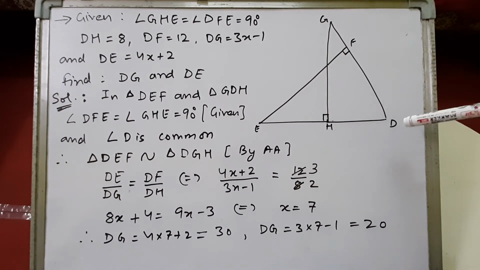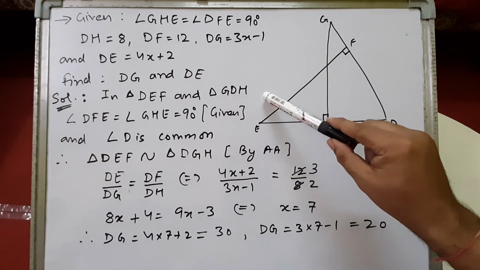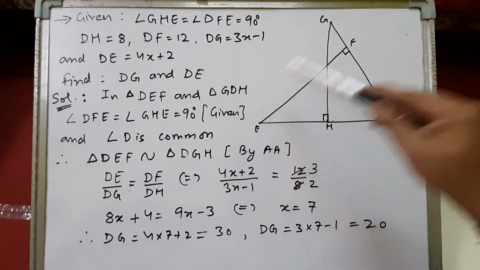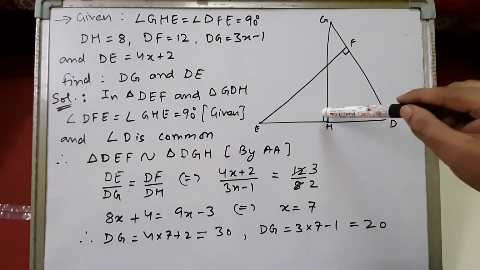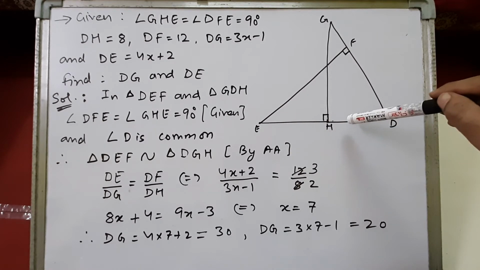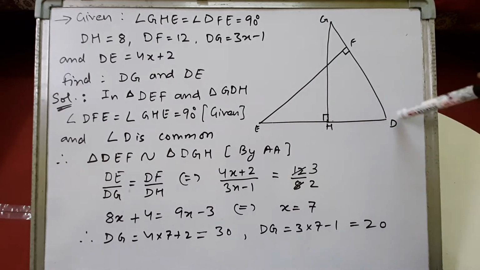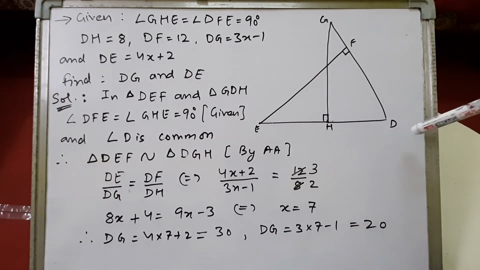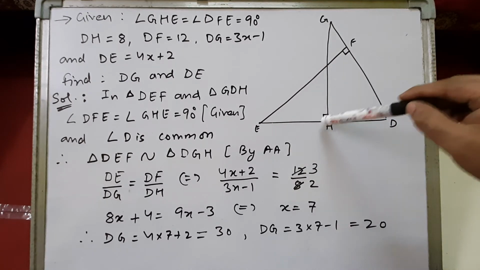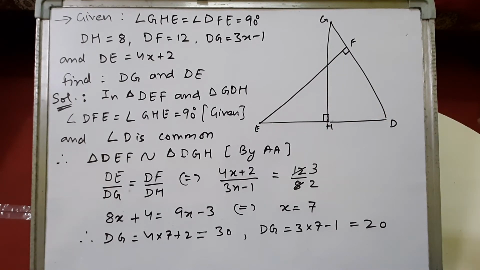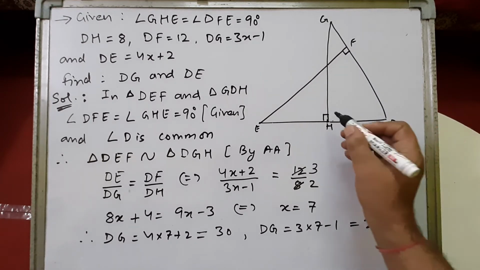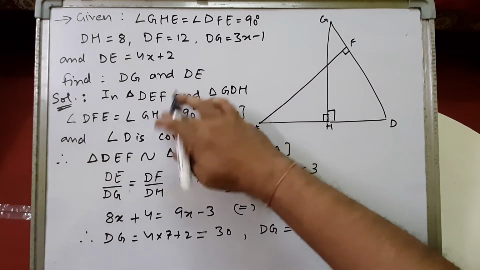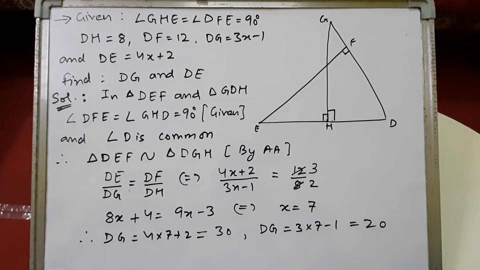Two triangles have been formed. Now what we are going to do, we are going to take triangle DEF and GDH. In these two triangles we can see that angle DFE and angle GHE both are 90 degrees, right? So if GHE is 90 degrees, then GHD will also be 90 degrees. All right. So we can say that DFE and GHD are both 90 degrees.